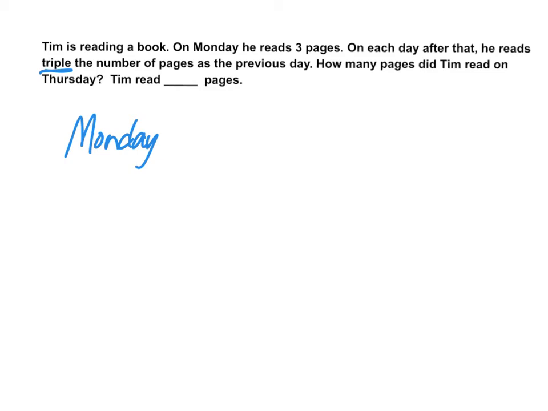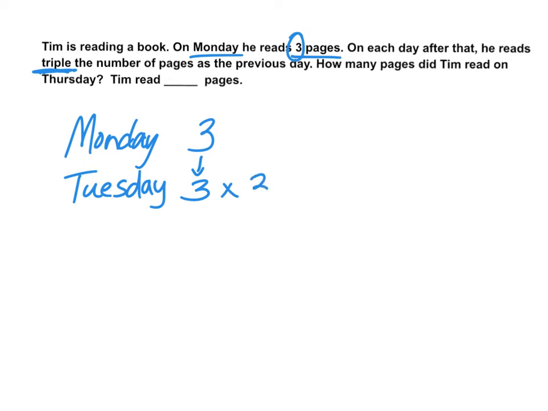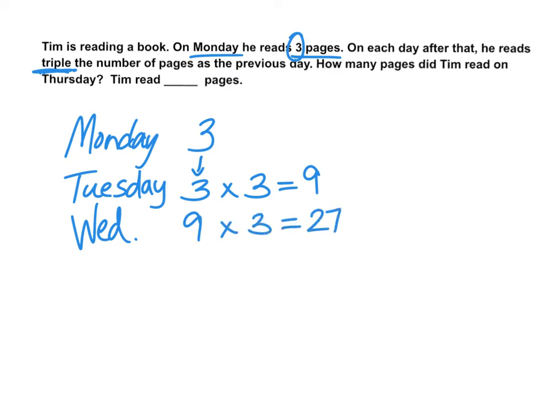So on Monday, it says he read 3 pages. Okay, so we have 3. Each day after that, he reads triple the number of pages. So that means he will read his number, the 3 that he had, and triple that. Triple means times 3. So on Tuesday, he's up to 9. On Wednesday, he is now up to 9, and he's going to triple that number again. So it'll be times 3. That's 27 pages.